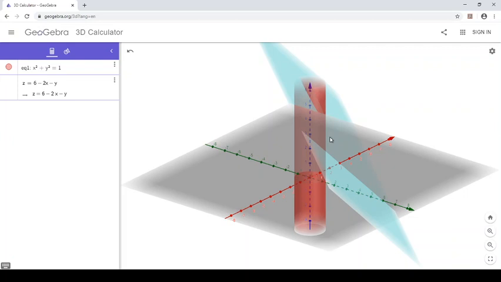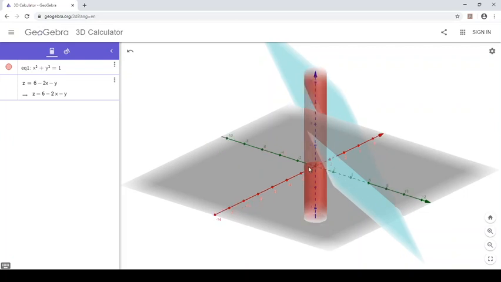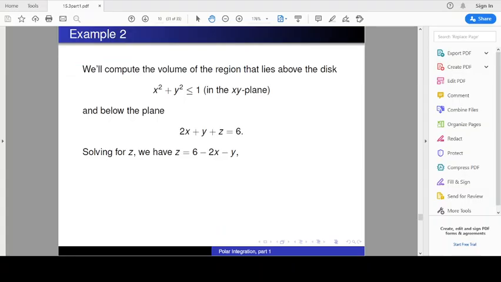So you can see here this region that we're trying to find the volume of has this cylindrical part, but then it's cut off by this plane that cuts through. And so the region of integration, I think we can take as just this disk, x squared plus y squared is less than or equal to 1 in the xy plane. And the function that we'll integrate is z equals 6 minus 2x minus y. So let's go back to the slideshow here.